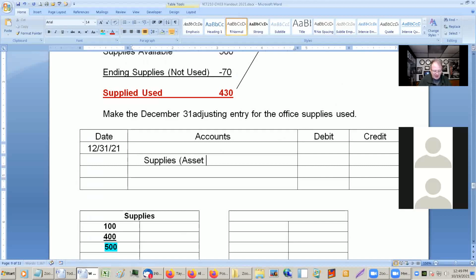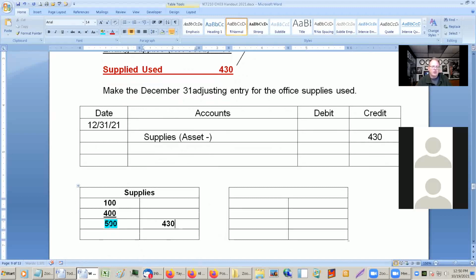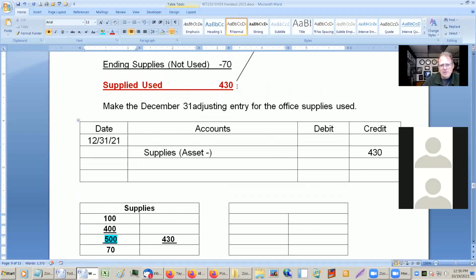It's an asset going down. We've used up 430 of it. So that'll get 430 out of that account. We get another total here. This will be down to 70. Again, we don't make the journal entry for the 70, only what was used. The used amount is what we make the journal entry for.